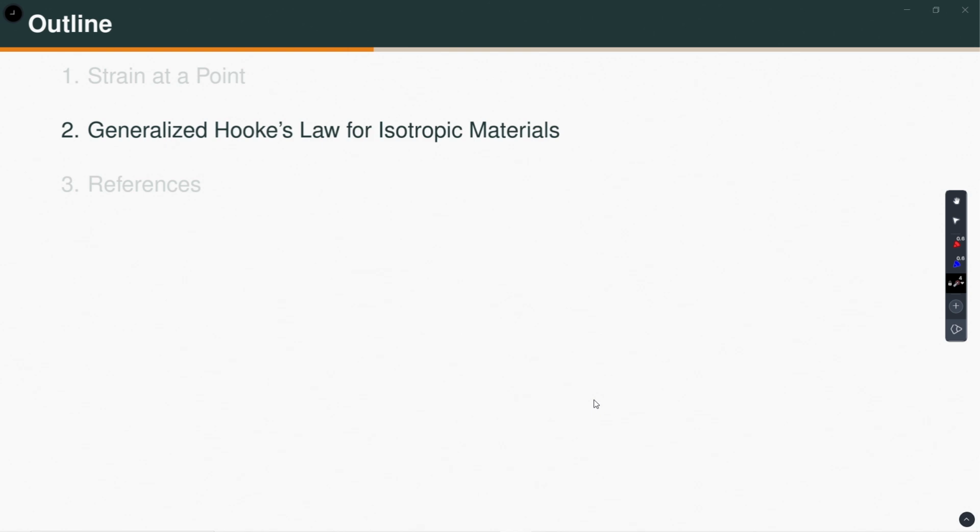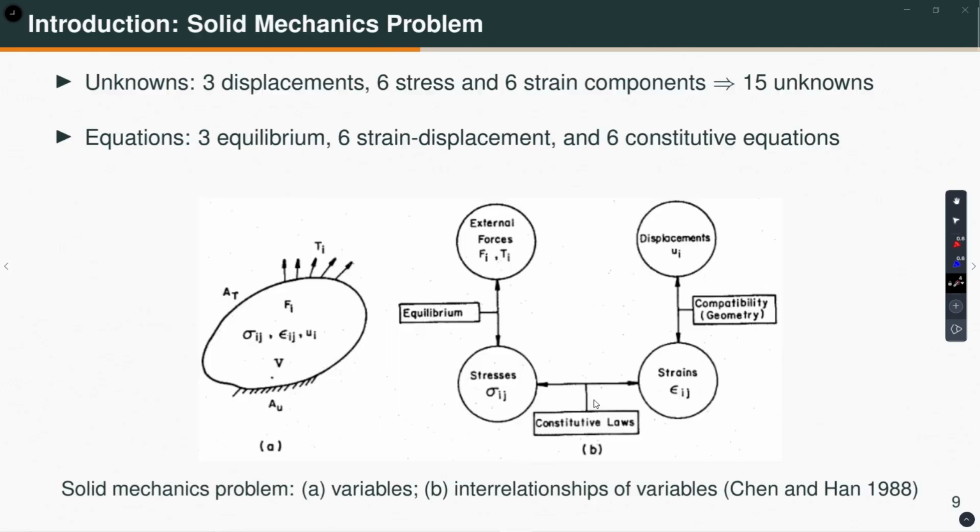So, now let us talk about the generalized Hooke's law for isotropic materials. I am still talking about a linearly elastic isotropic material. In solid mechanics, a typical problem involves this. You have 3 displacement components which are unknown, u, v and w. You have 6 unique stress components which are unknown. We have 9 stress components and only 6 of them are unique. Then you have 6 strain components, as you have just now seen. So, we have a total of 15 unknowns.